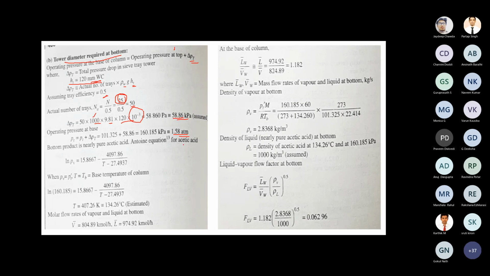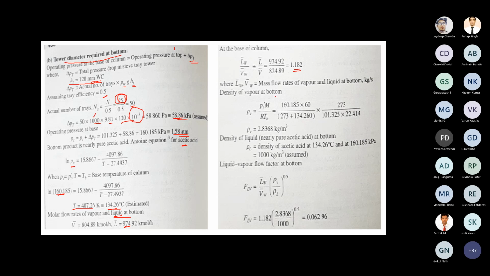So now you can select the Antoine's equation of acetic acid. Substitute this pressure here in terms of torr, or whatever unit you require, as per the unit requirements of this Antoine's equation. So this is the temperature at the bottom, 134.26. Top you have 100 degrees centigrade, bottom you have 134.26 degrees centigrade. So for the molar flow rates of liquid and vapor at the bottom, L by V you can calculate, that is 1.182.